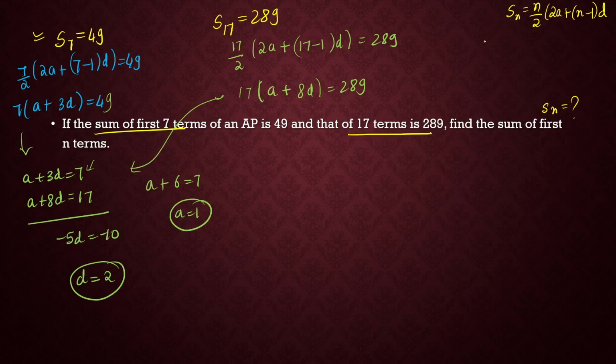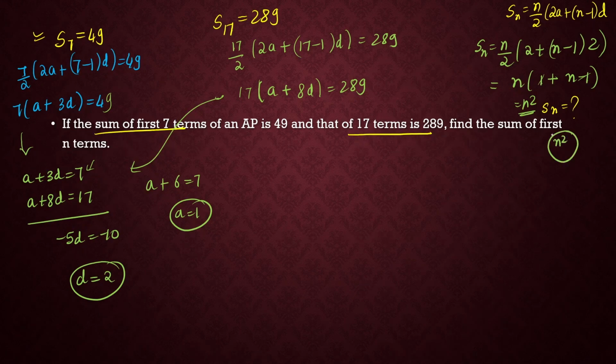So what is the value of Sn? It's equal to n by 2 into 2a, 2 into 1 plus n minus 1 into d value, which is again 2. So that is equal to n into 1 plus n minus 1. So that is equal to n square. So the sum of first n terms is equal to n square.